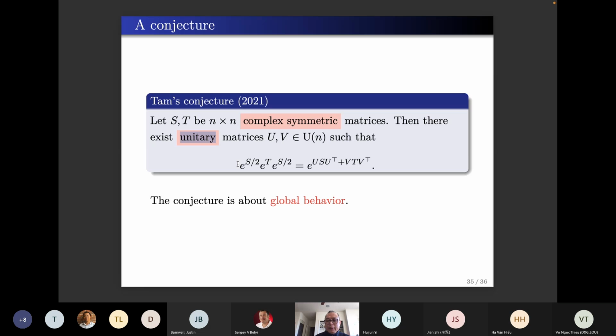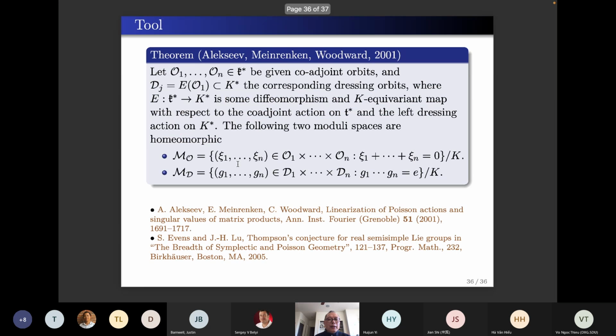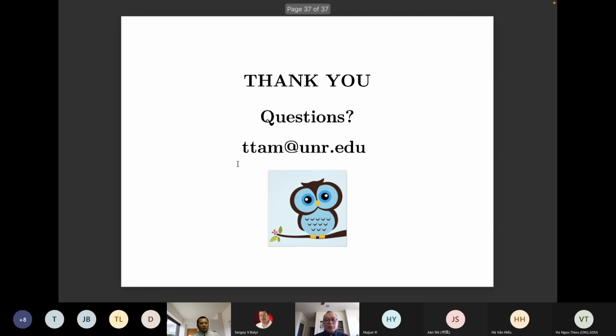As I mentioned, when I established the result with my two former PhD students, this is the major result that we make use of. It's in the context of differential geometry and algebraic geometry. I don't want to get into the detail of that. So this finishes my discussion. Thank you very much for your attention.